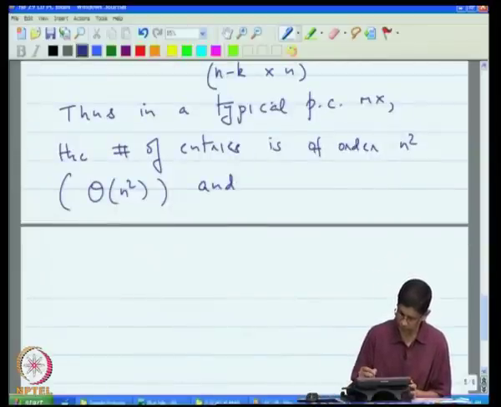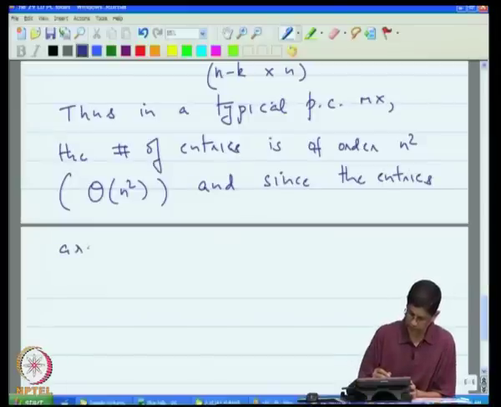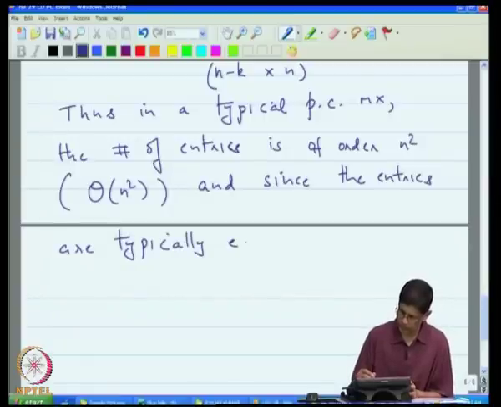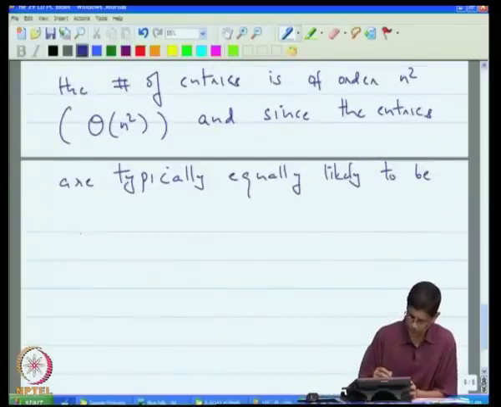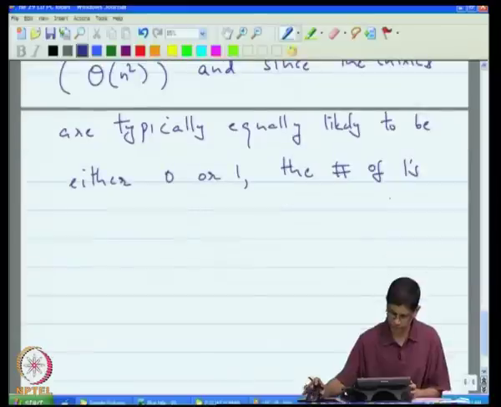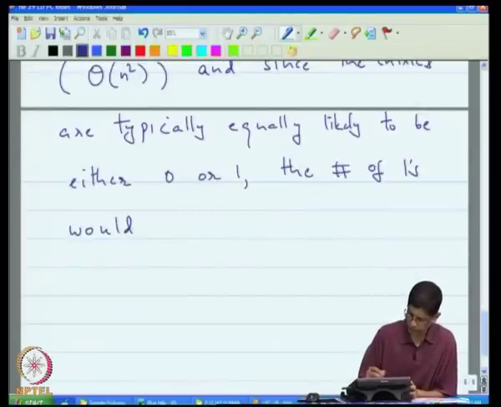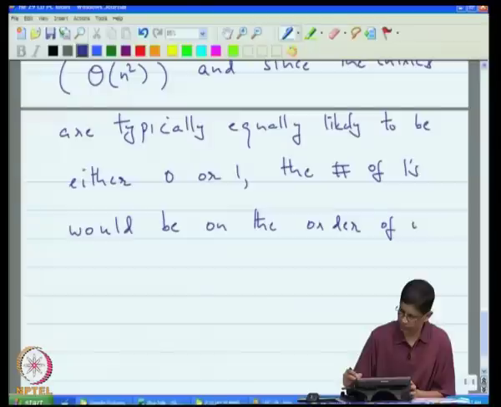and since entries are typically again equally likely to be either 0 or 1, the number of ones would be on the order of n squared as well.